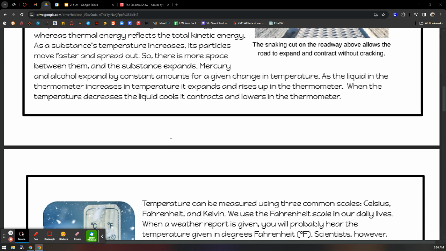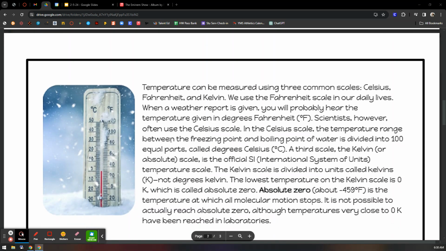As a substance's temperature increases, its particles move faster and spread out. So, there is more space between them and the substance expands. Mercury and alcohol expand by constant amounts for a given change in temperature. As the liquid in the thermometer increases in temperature, it expands and rises up the thermometer. When the temperature decreases, the liquid cools, it contracts, and lowers in the thermometer.